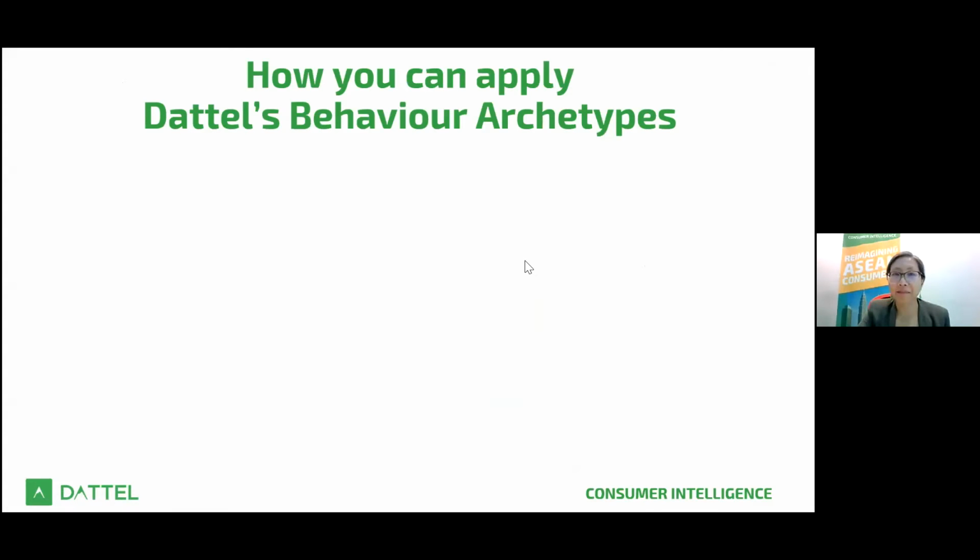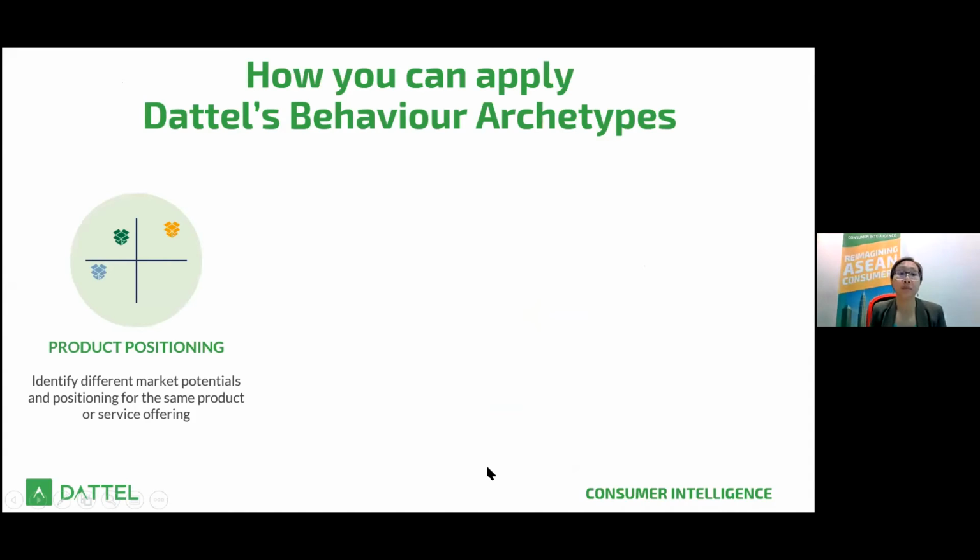No questions? All right, so now I'm going to show you the ways in which you can apply behavior archetypes. So the first method is really about how you want to improve the positioning of your product, service, and your brand. By using the behavior archetypes, you'll be able to determine where you can find a better advantage for your product, especially in markets where you've got a lot of competitors and you want to find that differentiating positioning that would create that distinction.